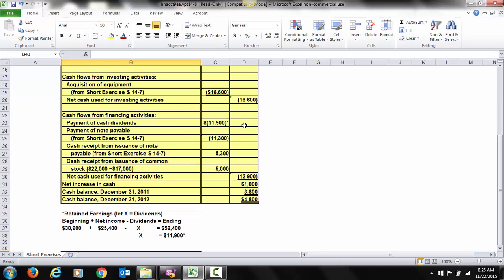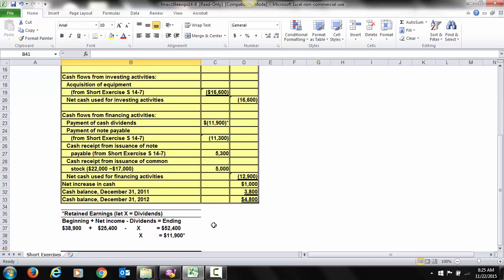Well, there are two things that affect retained earnings: net income or loss and dividends. So we have to analyze our retained earnings account just like we had to analyze our equipment account and our long-term notes payable account. So you can't just rely on taking the difference between the two numbers and thinking that you're good to go there.